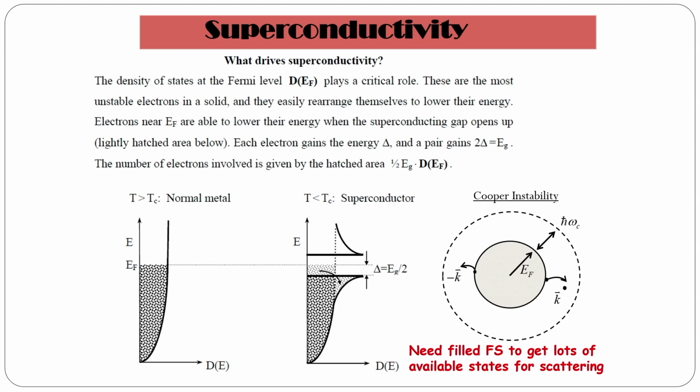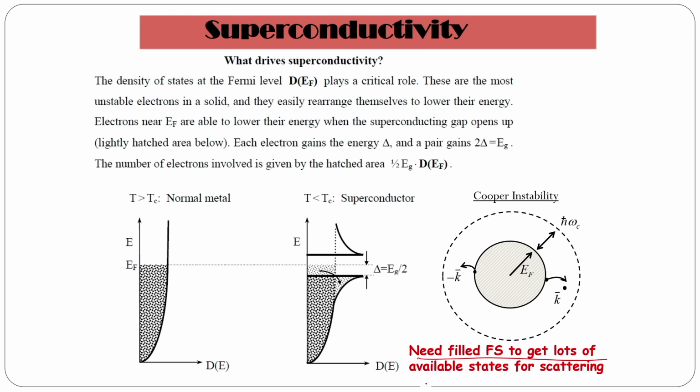And we are just talking about 2 electrons, and we can talk about 2 more electrons independent of these 2 electrons, and 2 more, and so on. So if you have n such electrons and n by 2 pairs are formed, then it will result in a superconducting state. Okay. So we crucially need a filled Fermi surface, and we should have a lot of available space, or states, for scattering. Okay, so this is a metal, T greater than Tc.